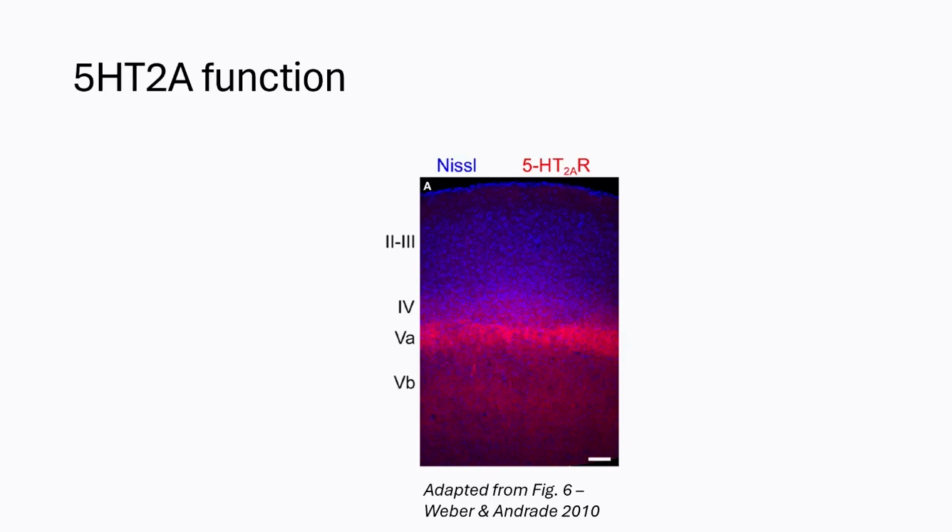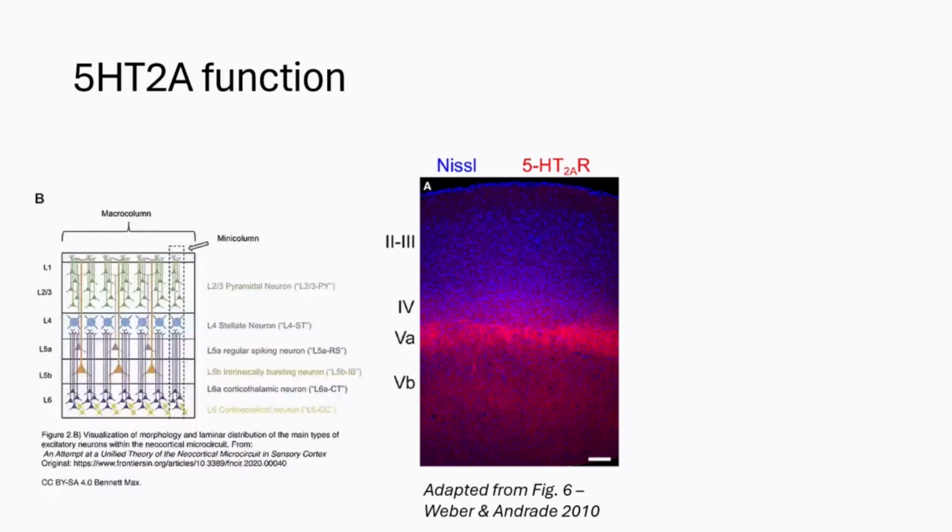So, if we have a look, you might remember that we said that there are these cortical columns, and there's all sorts of different cell types, and the layers do different types of functions. So, here's a lovely figure from Weber and Andrade in 2010. What you can see is these are the upper layers, so layers 2 and 3, and as we move down, we've got layer 4 and layer 5A and 5B. In red, we have stained the 5-HT2A receptors. And hopefully what you can see is there's not a lot of them up here, but there's a lot of them down here. And if we remind ourselves over here, these are these pyramidal neurons, which you might have heard of, and these are where the 5-HT2 receptors are.